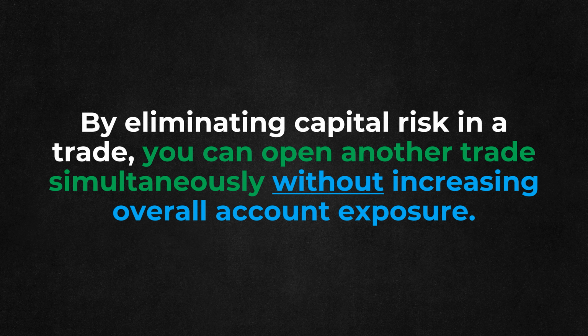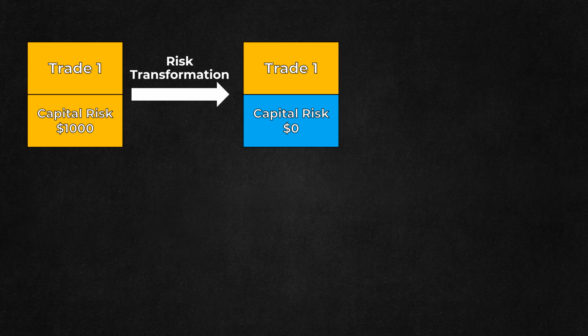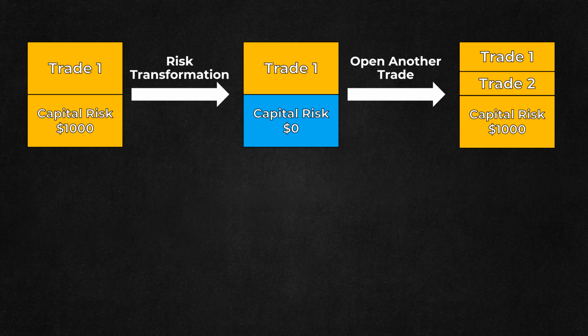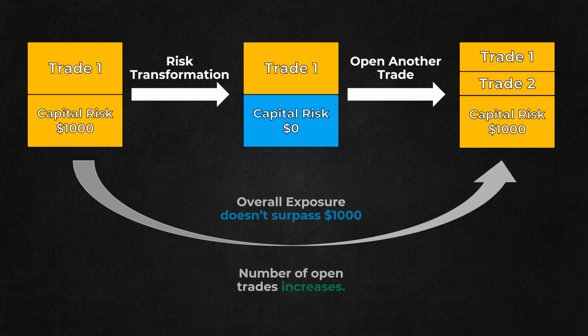For example, let's say you have one open position with capital risk of $1,000. Your total account exposure is $1,000. Imagine now that you eliminate the capital risk by transforming it into target risk, for example. Now your total capital risk became 0, but you still have the chance of making a profit in the trade. At the same time, you can open another trade, which will bring the overall account exposure to the same $1,000. The benefit is that now you have 2 different opportunities to make a profit because you have 2 open trades, but your exposure did not increase.